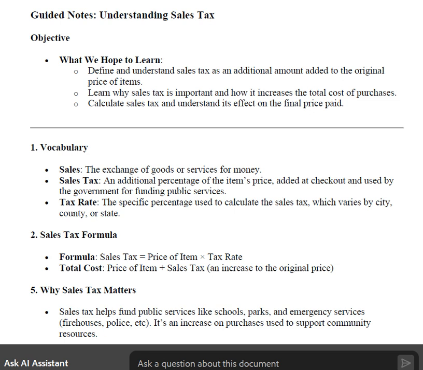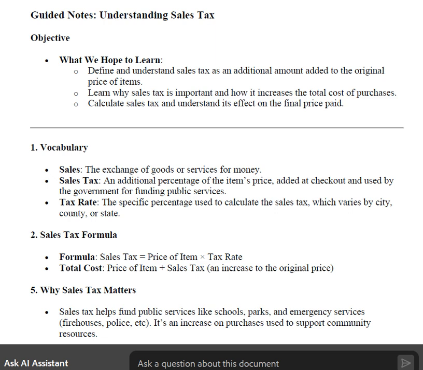We'll also learn a formula in regards to the total cost. And when we talk about the total cost, it is going to be the price of the item. We're going to add on the sales tax, and then that's going to tell us how much we have to pay in all.